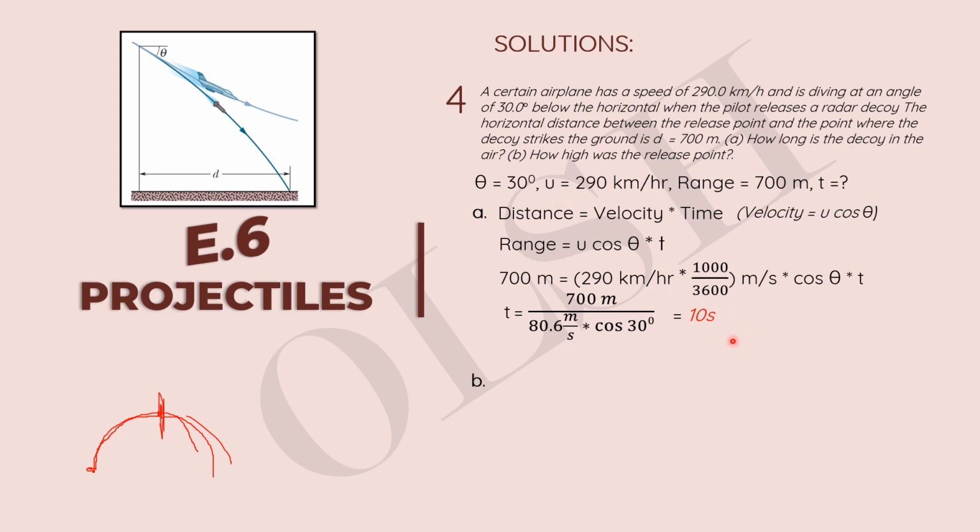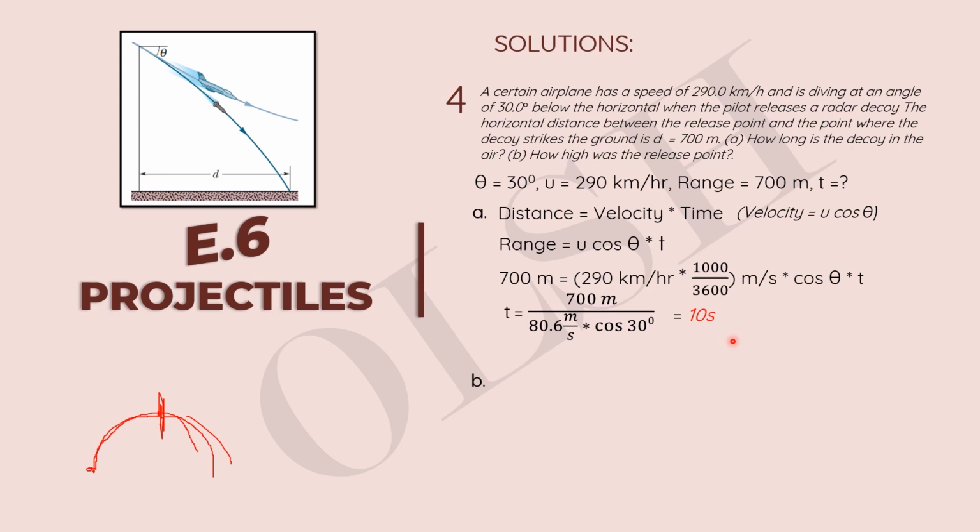For the second question, how high was the release point? So we're now dealing with the vertical distance. Since we're considering how high, for our initial velocity, we're going to consider the vertical component of the velocity. We're not just going to use the tangential velocity. We'll consider the vertical component of the velocity because we're considering height. We have the time already.